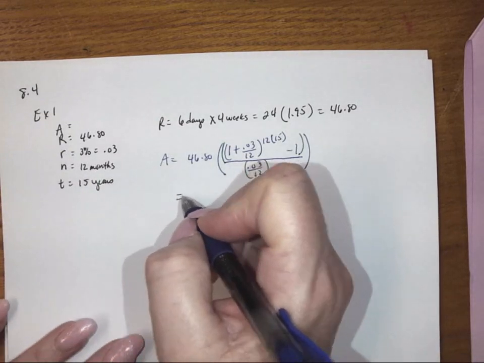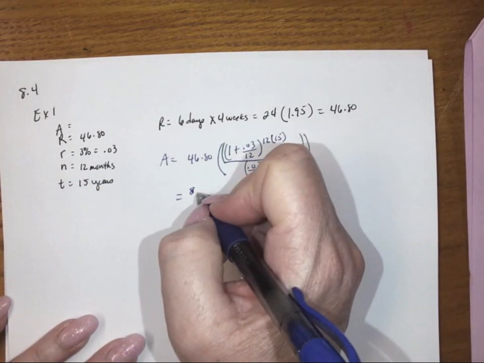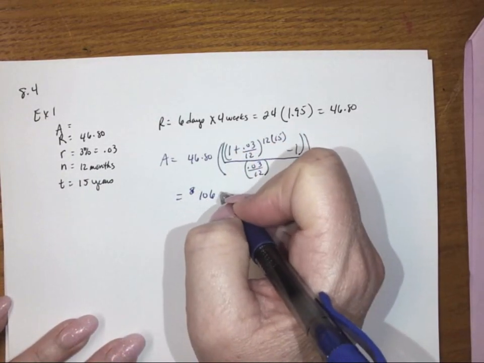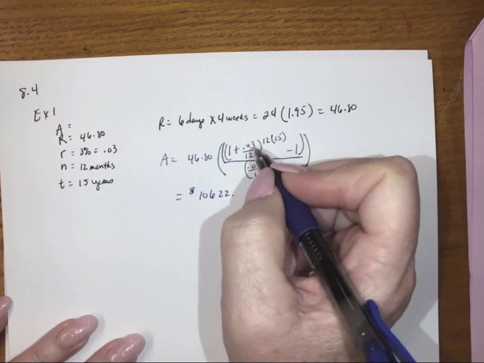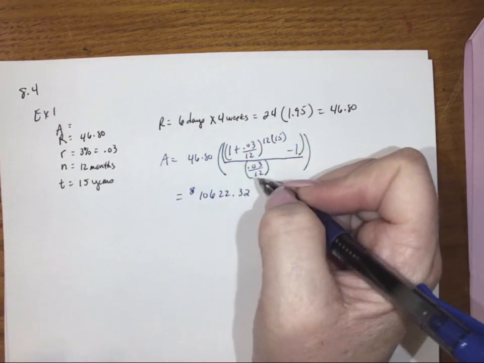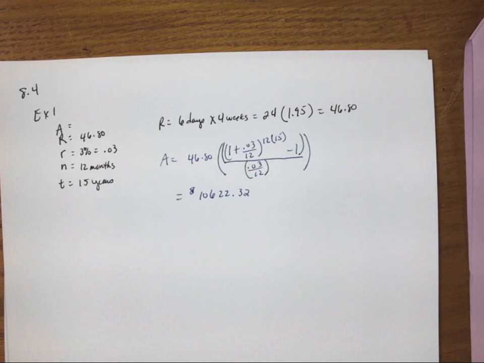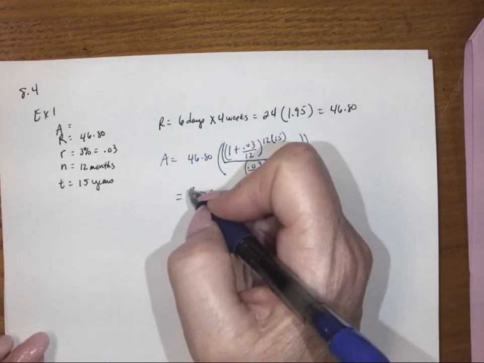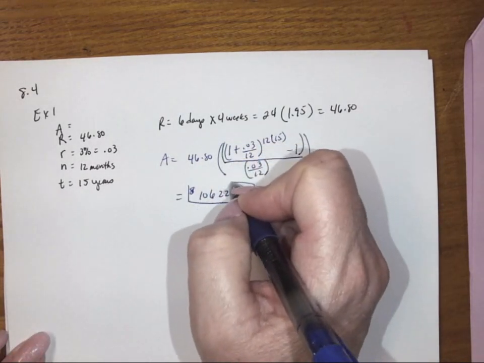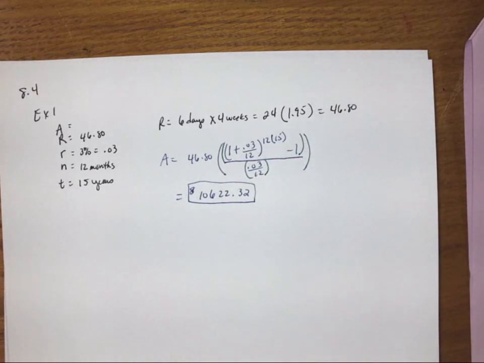So your final answer should be $10,622.32. That is what you're looking to find at the end of 15 years, just by not buying your latte and instead investing it.